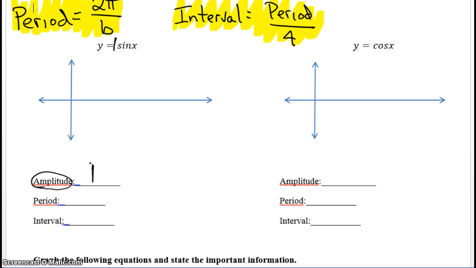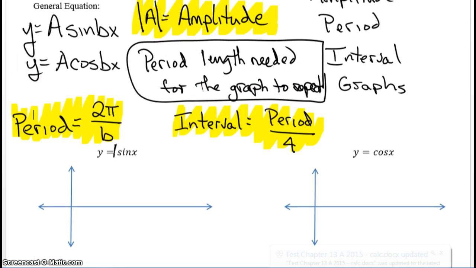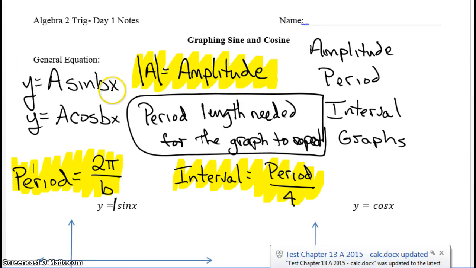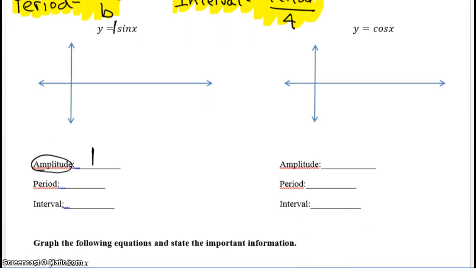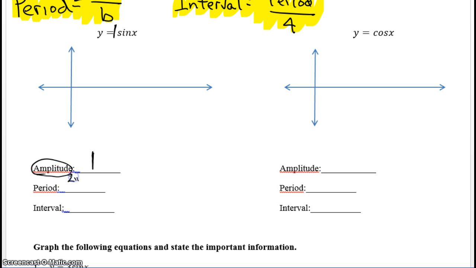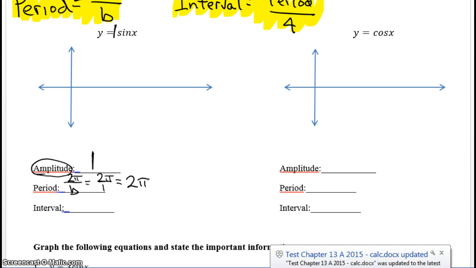The period is found by taking 2 pi divided by b. b, remember, is found in front of x. It's the number in front of x. So when I look at y equals sine x, the number in front of x is also 1. And so the period is going to be found by taking 2 pi divided by b, which in this case would be 2 pi divided by 1. And so the period is 2 pi. It will take 2 pi units for this graph to get back to the beginning, to repeat itself.